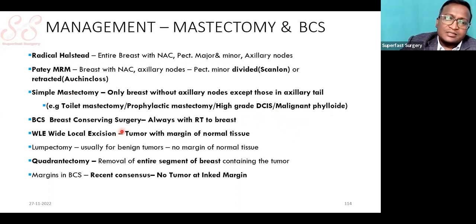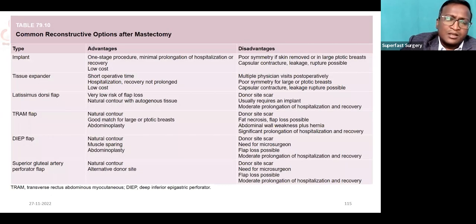Now, breast conservation surgery is always followed by RT to the breast. Breast conservation surgery is basically conserving the breast by removing the tumor, wide local excision. Wide local excision is not similar to breast conservation surgery, because a component of breast conservation surgery is RT also. But in wide local excision, just like the surgical biopsy we discussed, it is just removing the tumor with a margin. Lumpectomy is when we remove benign tumors, quadrantectomy is when we remove the entire segment of the quadrant, and the margin in BCS is no ink on tumor, which is the recent consensus.